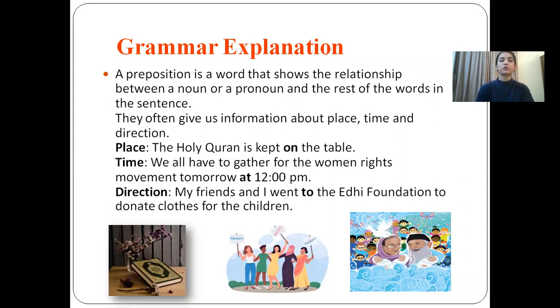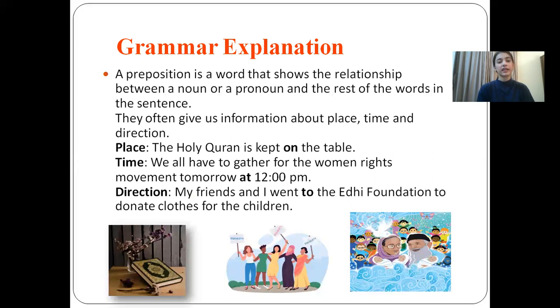Now, if I talk about place, I have given some examples here. The Holy Quran is kept on the table. So it tells us the place where the Holy Quran is kept. It is on the table. It is not beside the table. It is not under the table. It is on the table. So the relationship between the Holy Quran and the table is being given to you by the preposition on.